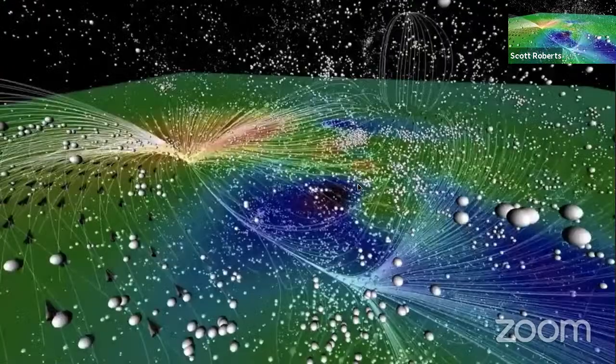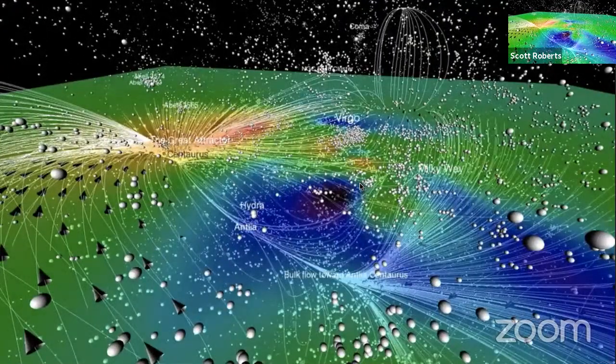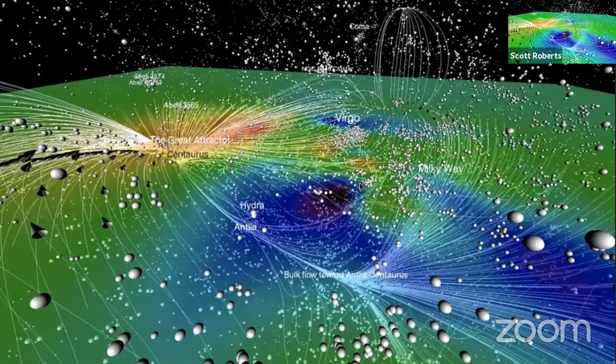Crazy. We end with a fanciful view of the supergalactic equator.